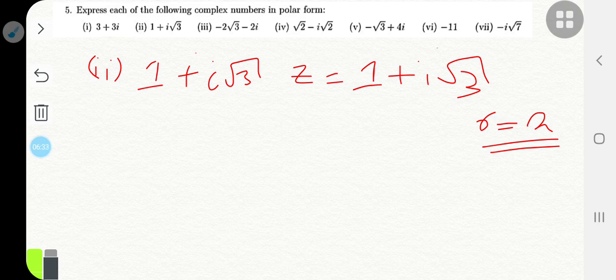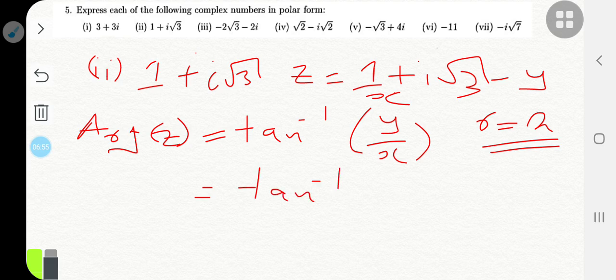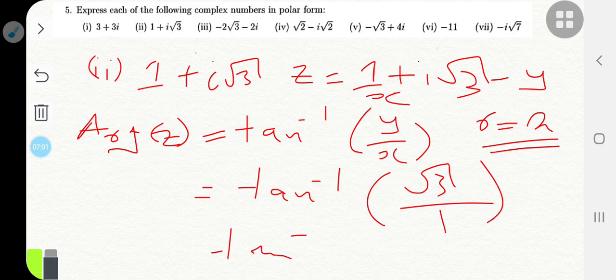So now, since I found my r, let me find my argument. We all know that the argument of z, or the amplitude, is just equal to the tan inverse of y over x. So this is my y, this is my x. There I'll have the tan inverse; my y is the root of 3, and my x is 1. So I'm going to have the tan inverse of the root of 3.